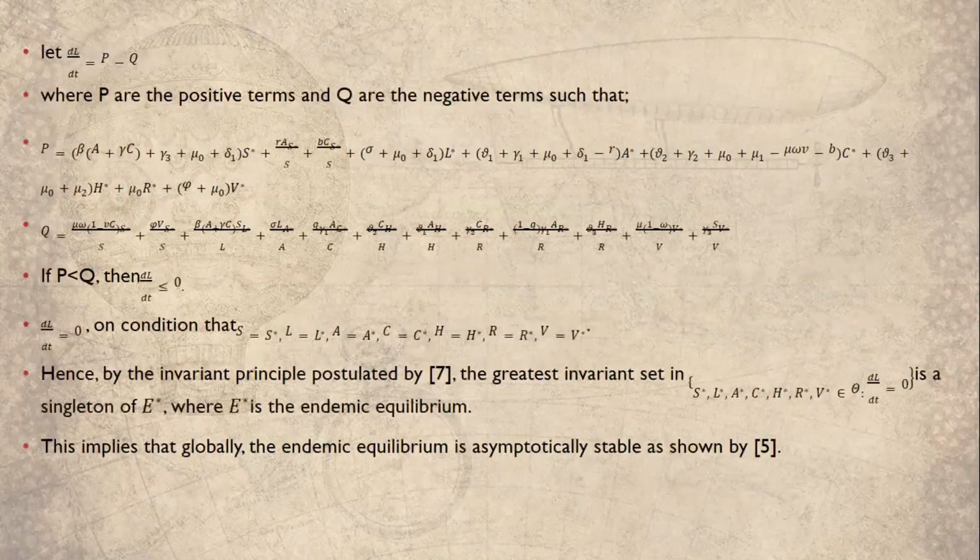With equation 23, we are now going to compartmentalize this equation into the positive and the negative side. The LD0 is going to be 0 on condition that S is equal to S star, L is equal to L star, A is equal to A star, C is equal to C star, H is equal to H star, R is equal to R star, and V is equal to 0. So by the invariant principle postulated by Lyapunov in the year 1971, the greatest invariant set is going to be X minus A star in a singleton. So when this is in a singleton, it shows that E star, the endemic equilibrium, is going to be globally asymptotically stable.